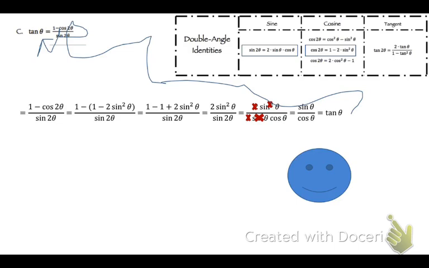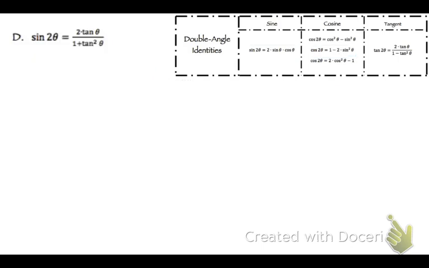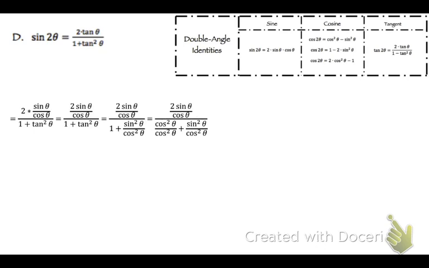Sorry. Okay, last one. So you have sine of 2 theta equals 2 tangent of theta over 1 plus tangent squared of theta. I'm going to work on the right side, and I'm going to change it to sines and cosines. So we'll just start with the top. So that will be 2 times sine theta over cosine theta. And then the bottom, I'm going to also replace that tangent squared of theta with sine squared of theta over cosine squared of theta. Create one fraction down there, so I'm going to change that 1 to cosine squared of theta over cosine squared of theta.